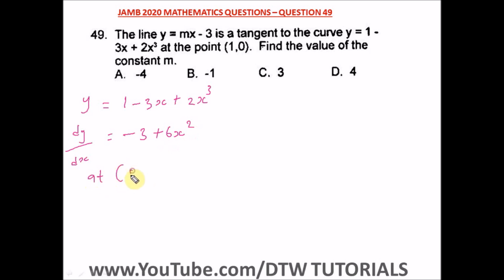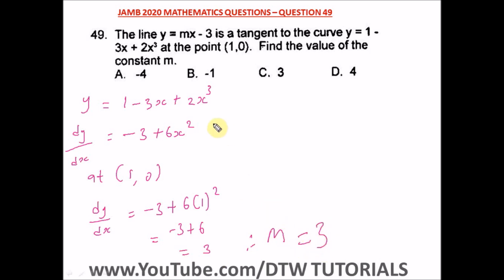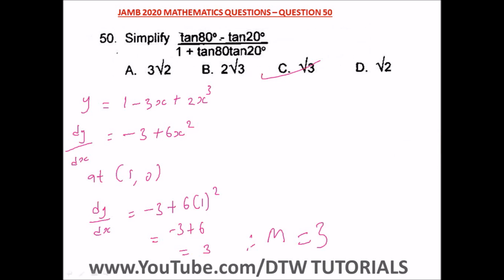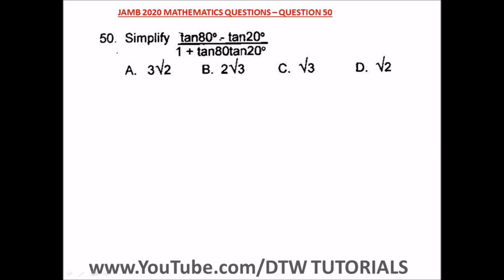So at the point 1, 0, the gradient will therefore be minus 3 plus 6, x is equal to 1. So we have minus 3 plus 6, which is equal to 3. So therefore m is equal to 3. That is the gradient we are looking for. Gradient means m, so don't forget that. So we go to the last question for this exercise, and that is question number 50 on the JAMB 2020 mathematics questions.